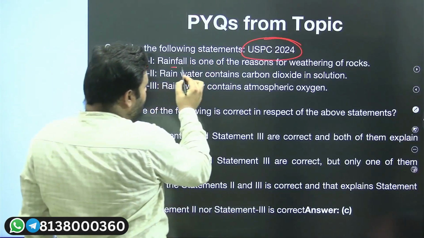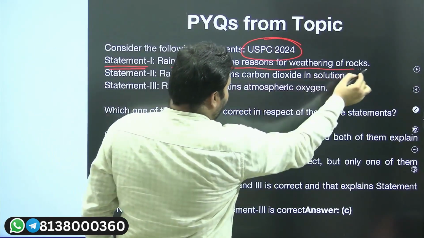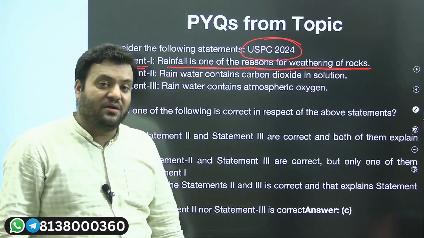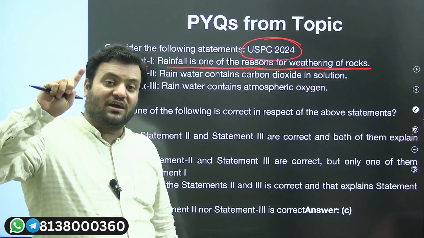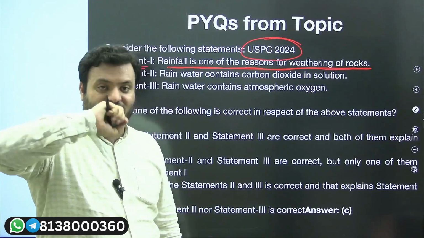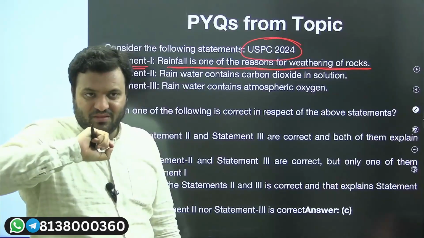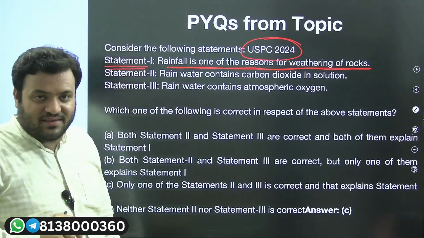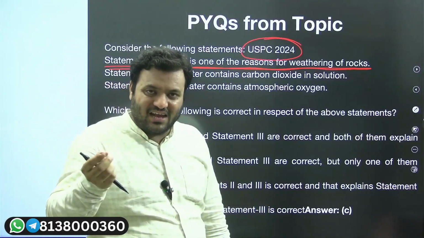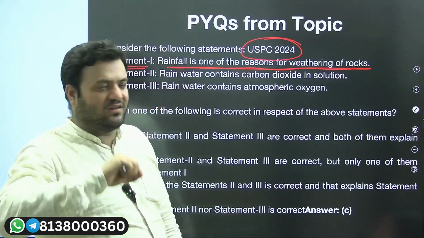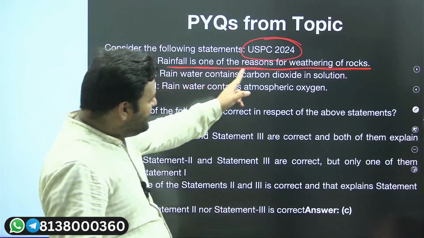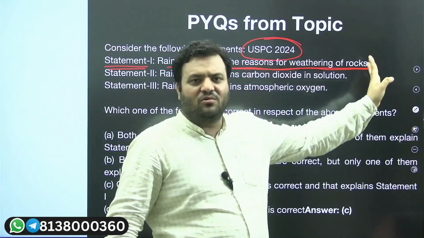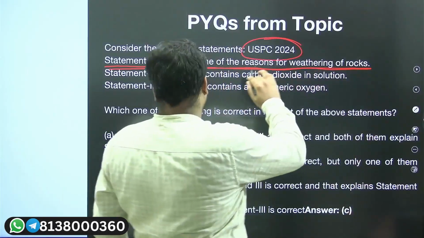That rainfall is one of the reasons for weathering of rocks. Can you say that? Yes. I hope you remember. Based on thermal action, based on frost, or let's say frost wedging. Based on physical weathering, you can say there is the action of water and there is the action of temperature. So rainfall is one of the reasons for weathering of rocks. I hope there is no doubt on this. So yes, this statement is correct.